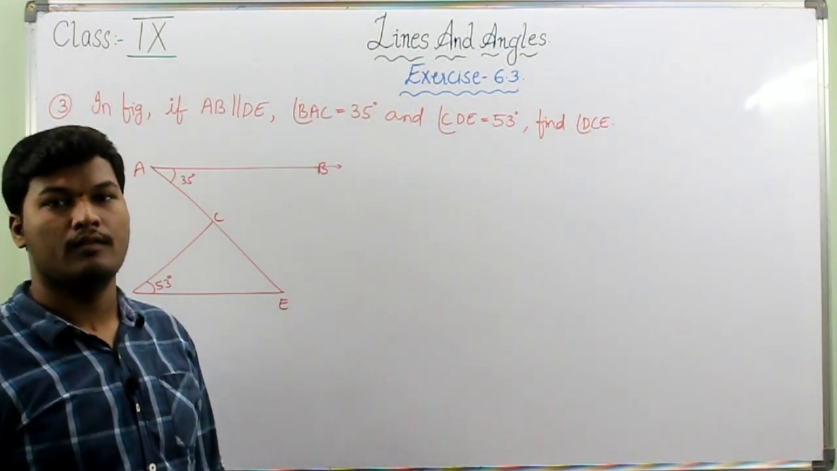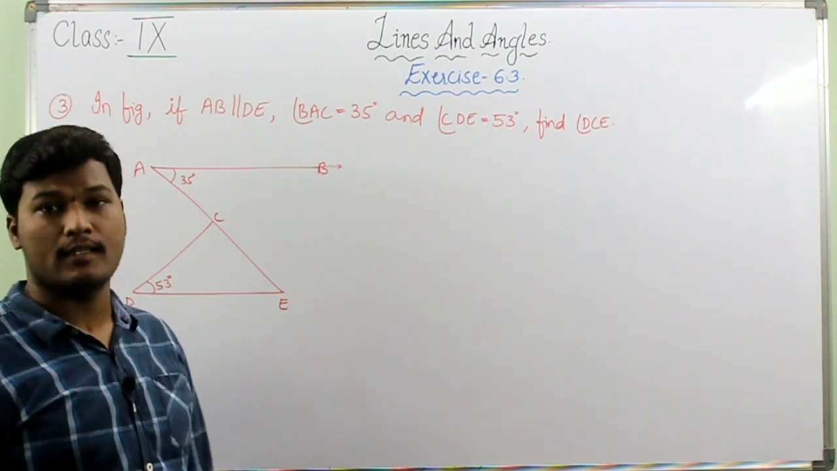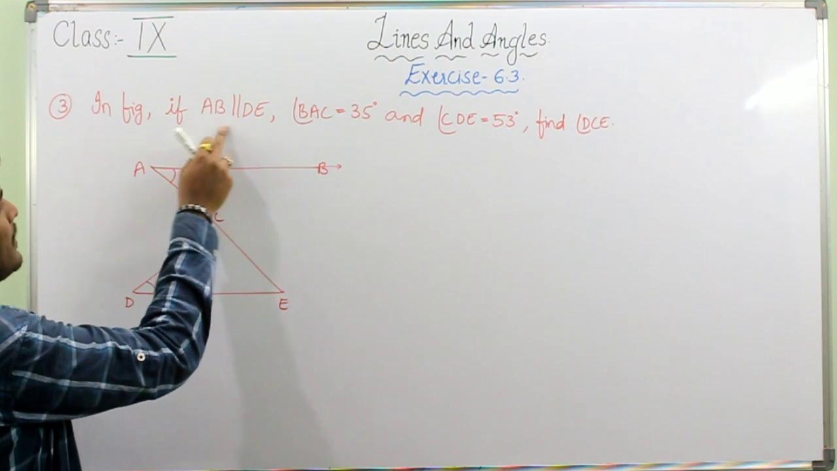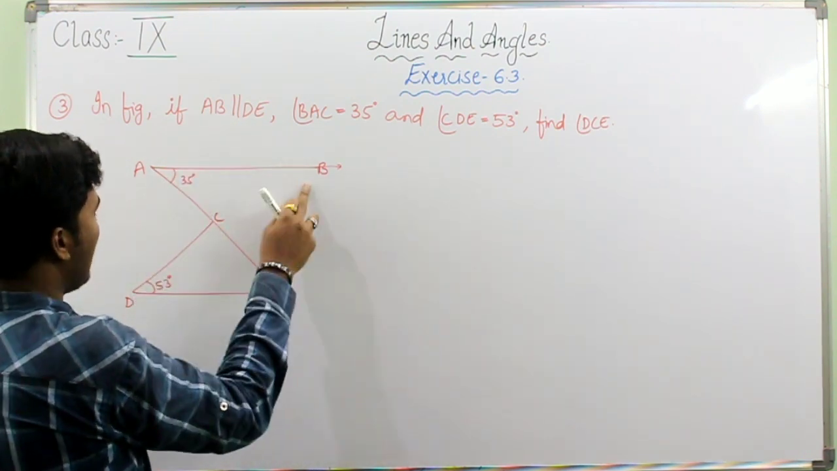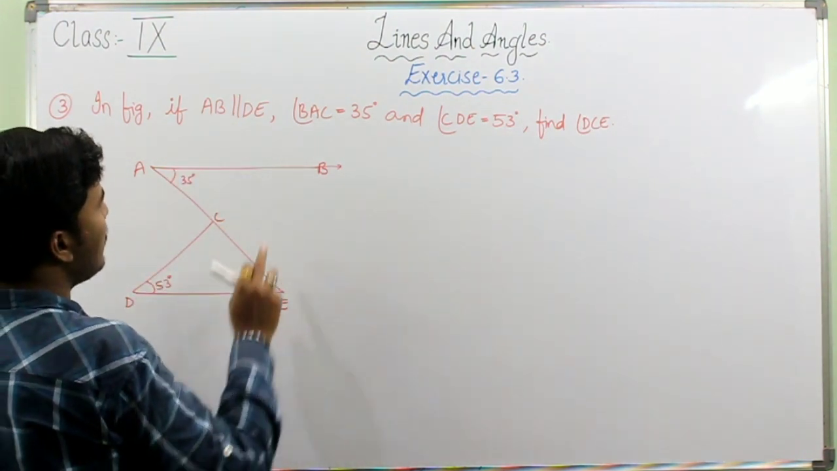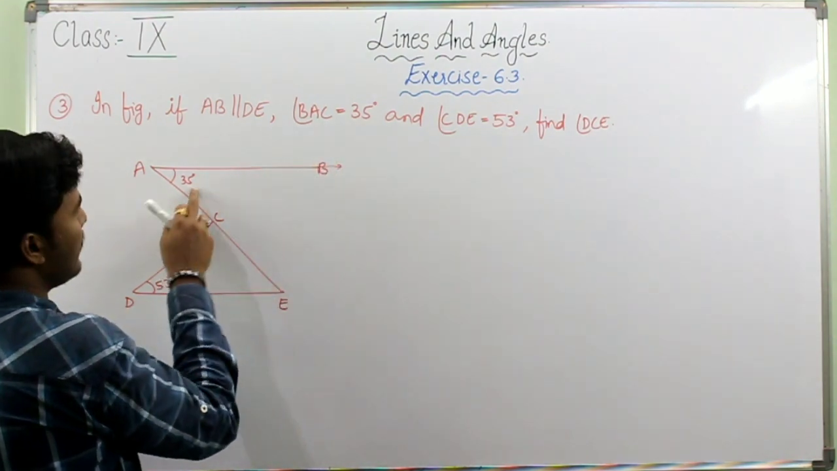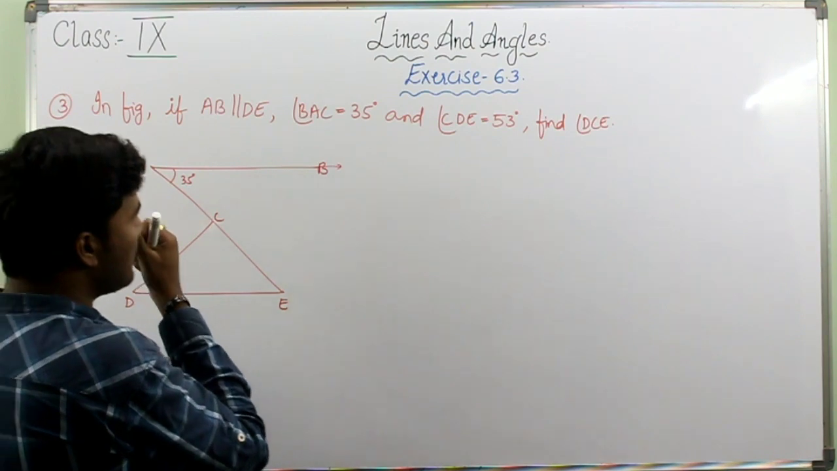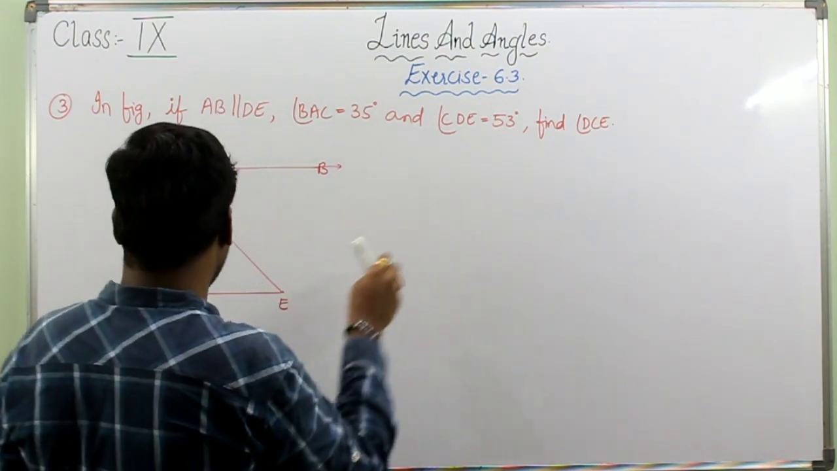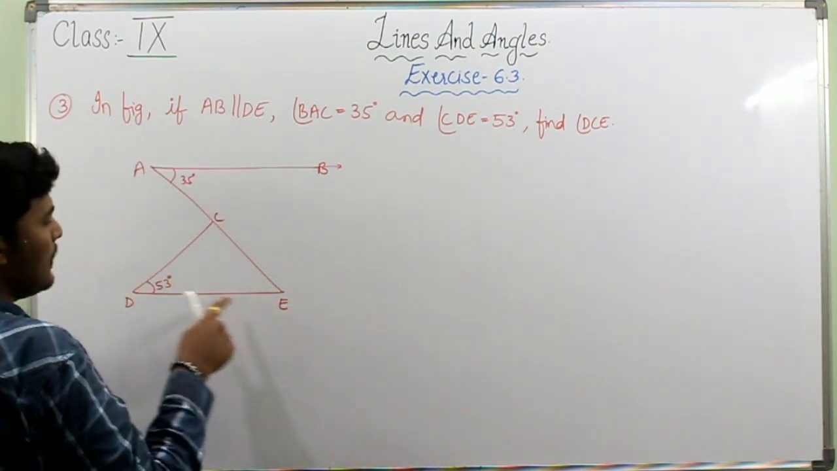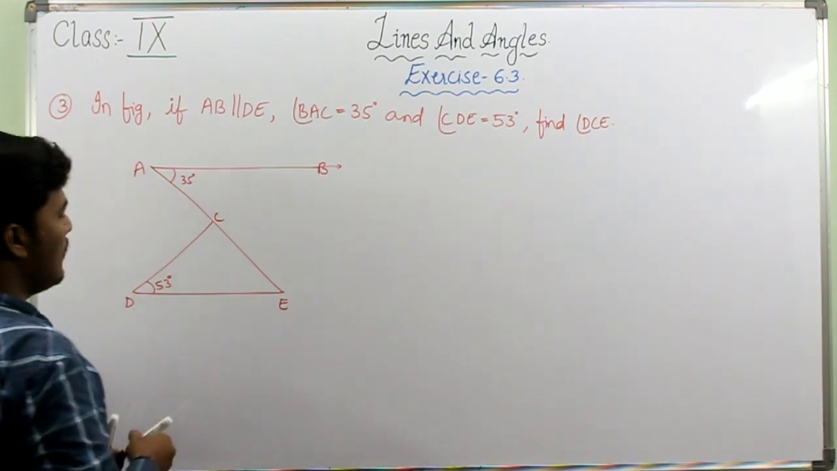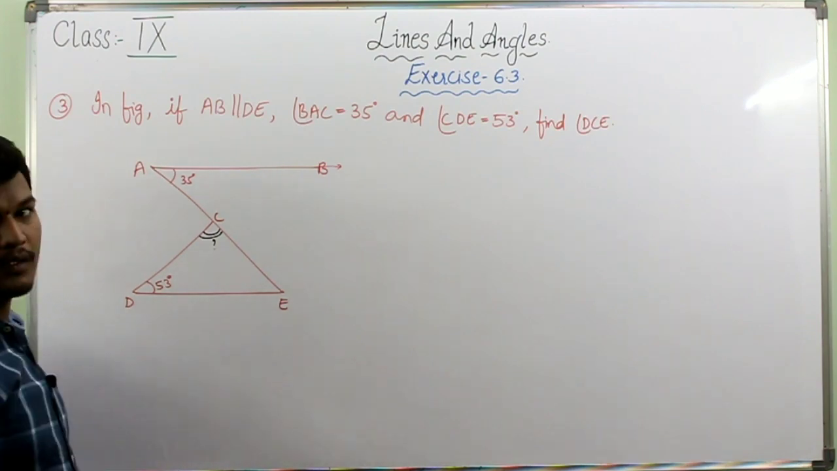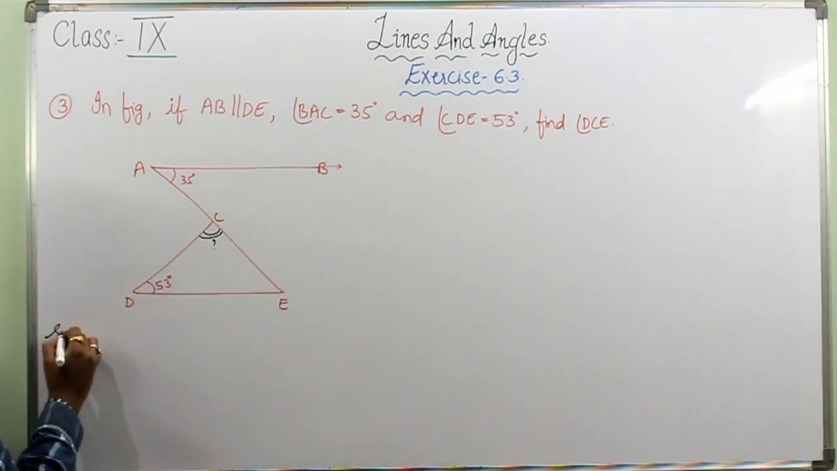Now let us solve the third problem of this exercise 6.3. In the figure, if AB is parallel to DE, and BAC is 35 degrees and CDE is 53 degrees, then we have to find the angle DCE is equal to how much? Okay, so let us write the solution.